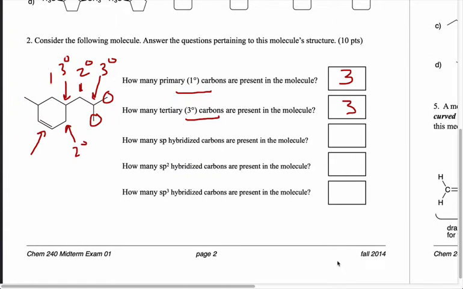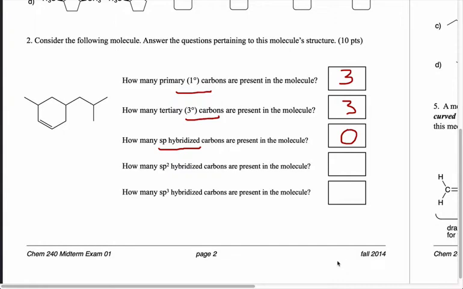Okay, let me clean this up a little bit. How many sp hybridized carbons are present in the molecule? Sp hybridization would require 2 pi bonds to a carbon, not just 1 pi bond to a carbon. So in this case, there are no triple bonds in which to be sp hybridized. So this question would be 0.